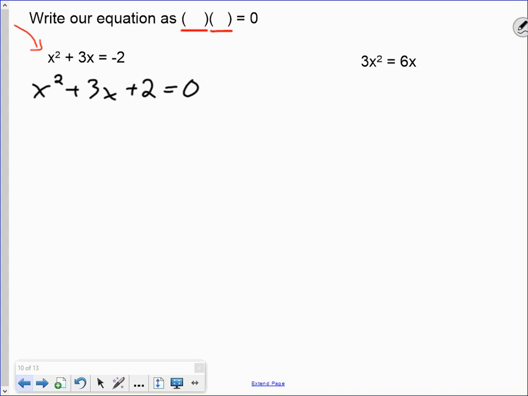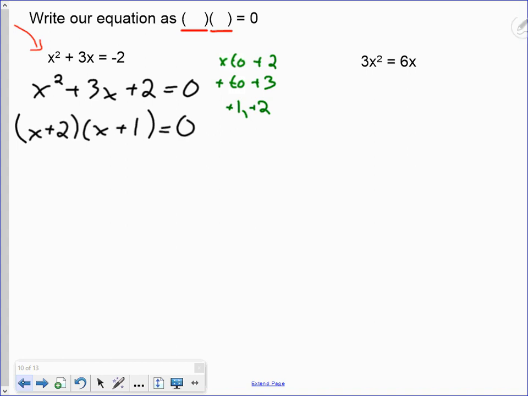Okay, we have our a equal to 1. We're looking for two numbers that multiply to +2, add to +3. Those numbers are going to be 1 and 2, both positive. So when we factor this, we'll have our two brackets, x and x, 1 and 2, positive and positive equals 0. And by looking at those two brackets, we can see that our solutions are going to be x equals -2 and x equals -1. One from each of those terms.